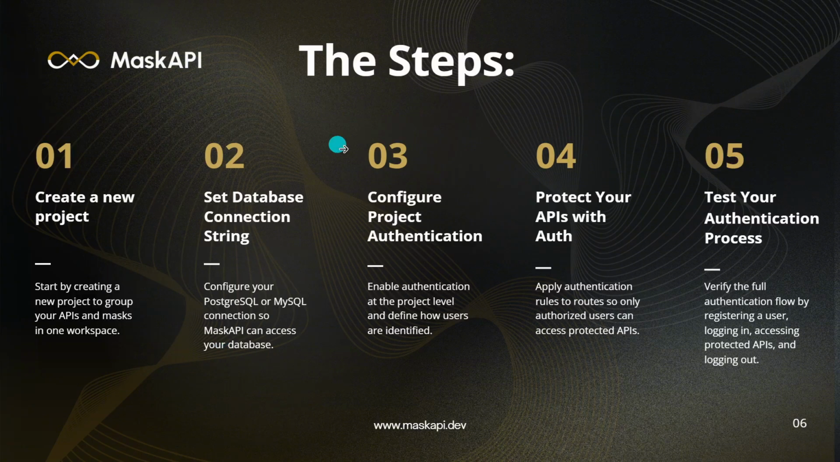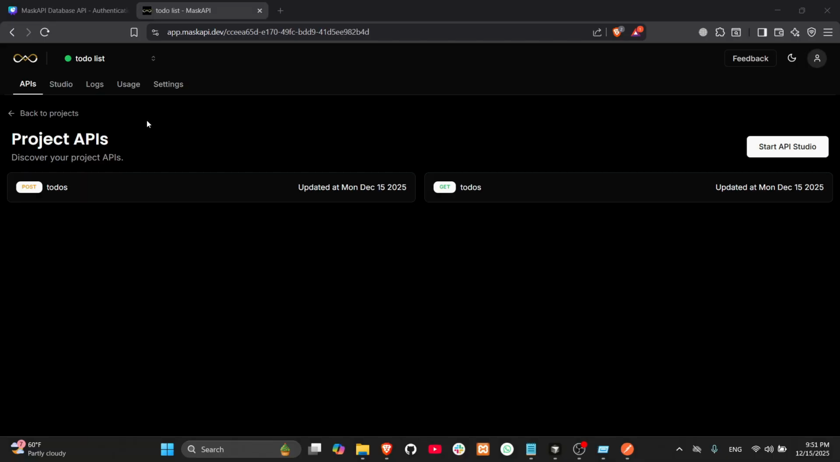Now, the steps are so easy. You need to create a project. You need to connect your database. You need to configure your project authentication. So you already know from the past video, we made a simple app, and now we're going to secure our APIs. First, we go to the settings tab.